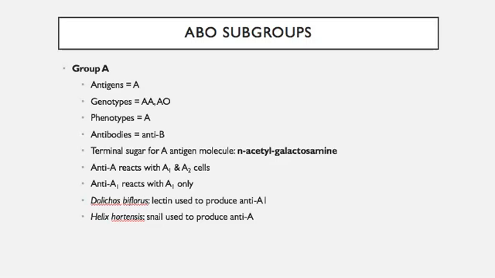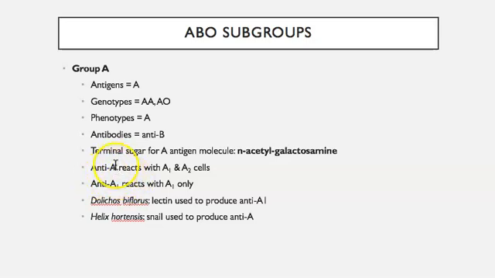Now we're going to talk a little bit about subgroups. We know about the ABO and Rh blood groups, but there are subtypes of those antigens as well. Group A individuals have the A antigen. They can be either genotype AA or AO. They're going to phenotype as type A and have naturally occurring anti-B antibodies. The terminal sugar for the A antigen molecule is N-acetylgalactosamine.